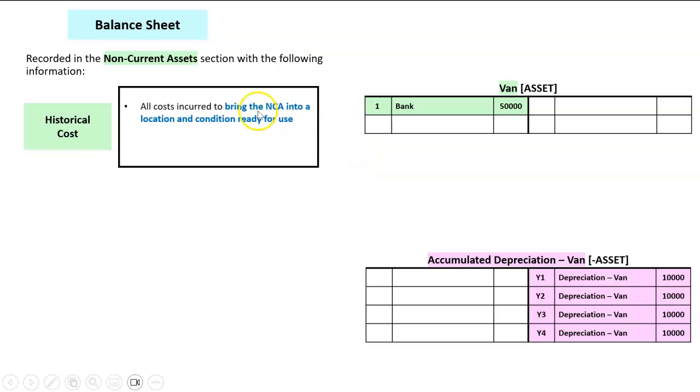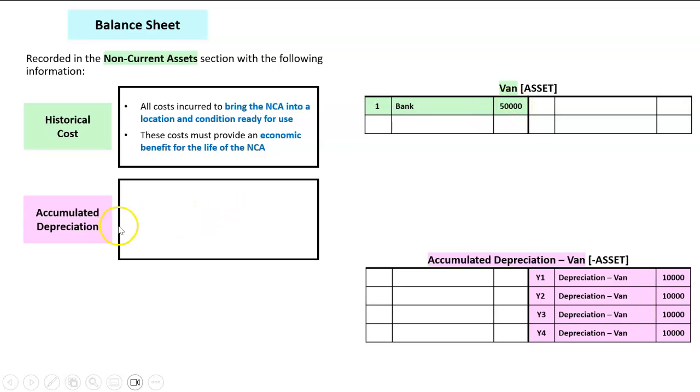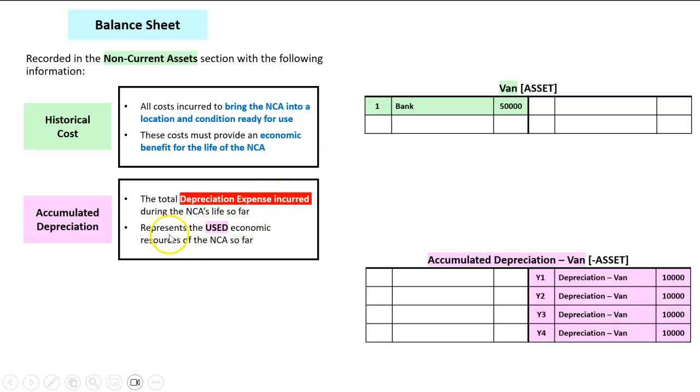And we've learned in other videos that that is all costs incurred to bring the non-current asset into a location and condition ready for use. And those costs must provide an economic benefit for the life of the non-current asset. So we've done that in a previous video. So we're going to put the historical cost. So for the van, that's 50. Then we've got accumulated depreciation, the total depreciation expense incurred during the non-current asset's life so far. And it basically represents the used economic resources of the non-current asset so far during its life.